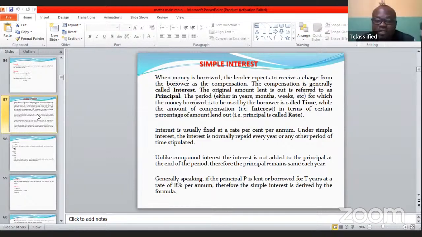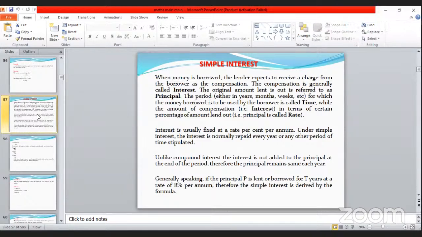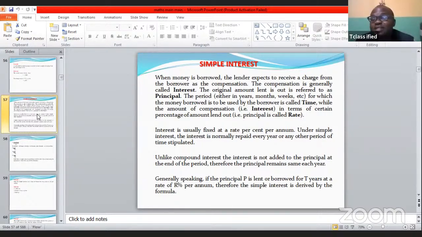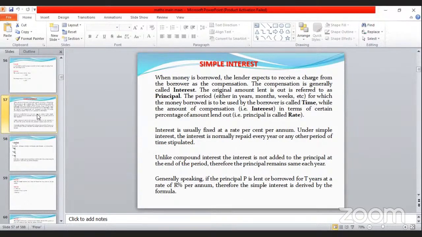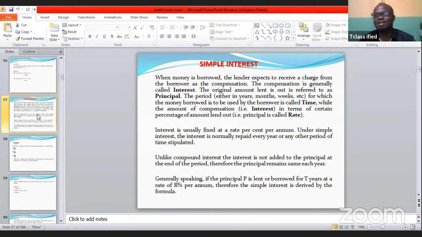Under simple interest, the interest is normally repaid every year or any other period of time stipulated. Unlike compound interest, the interest is not added to the principal at the end of the period. Therefore, the principal remains the same each year. But in compound interest, the interest is added to the principal, making the principal a new amount every year. So the interest changes every year for compound interest. But for simple interest, it remains constant.